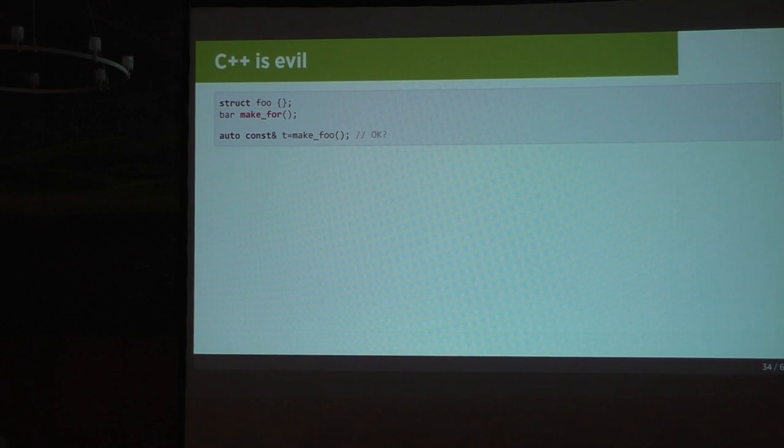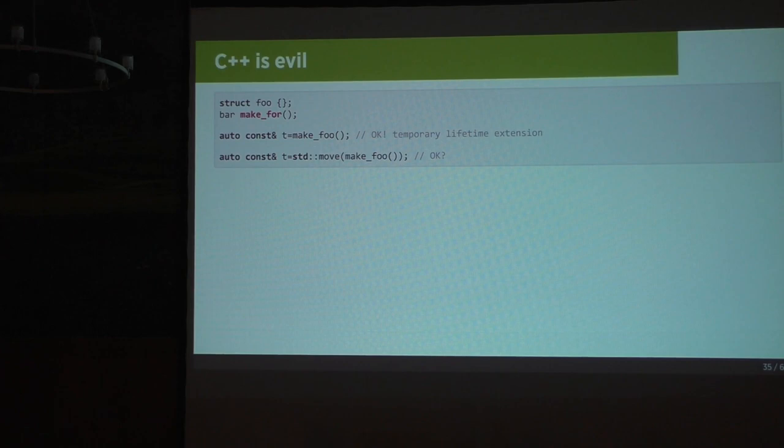Auto construct T and makeFoo. MakeFoo is returning... I'm not writing right. This is makeFoo, and this should be a foo, not a bar. So this is a foo. So makeFoo creates a foo, and I'm assigning it to an auto construct. Is that okay? Yes. Okay. Keyword here is temporary lifetime extension. So the lifetime of your temporary gets extended until the variable goes out of scope.